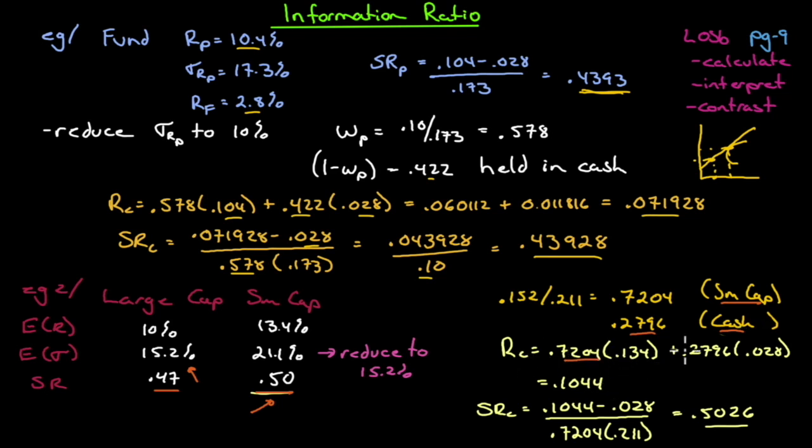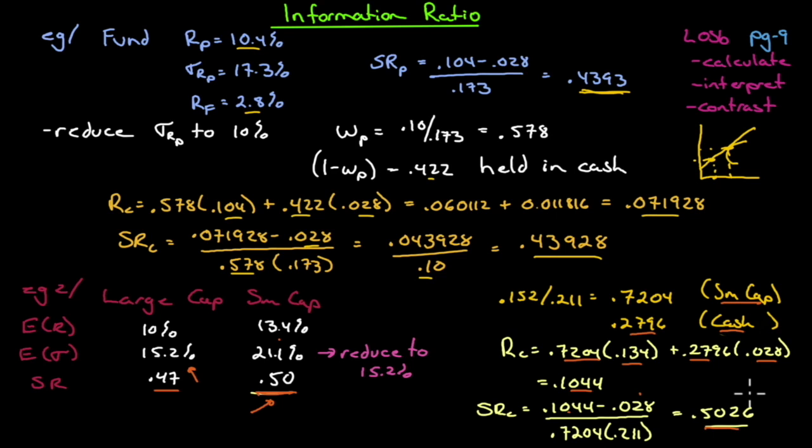The weighting on the portfolio times the return on the portfolio, 13.4. The weighting on cash times the return on cash, the risk-free rate, gives us a return of 0.1044. So the return on the portfolio minus the risk-free rate divided by the standard deviation of the portfolio, 0.5026, 0.50. Other than that, you can attribute that to rounding off. There, I think we've beaten the point to death.